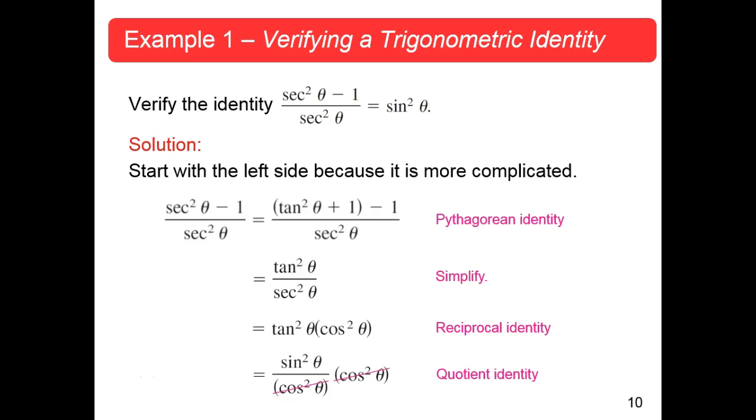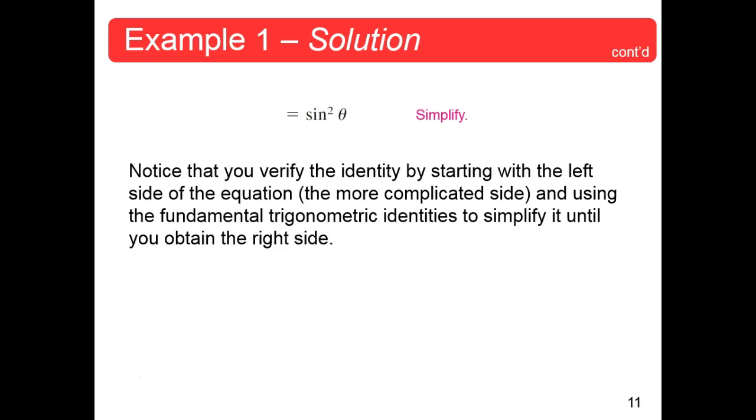I think they went around their elbow to get to their ear, but it's another perfectly good way of doing it. Like I said, many ways to get there. All right, and that's equal to sine squared theta, which is the right-hand side.